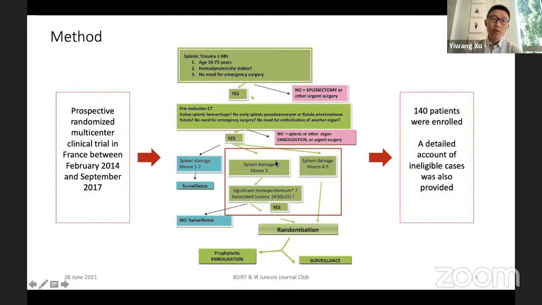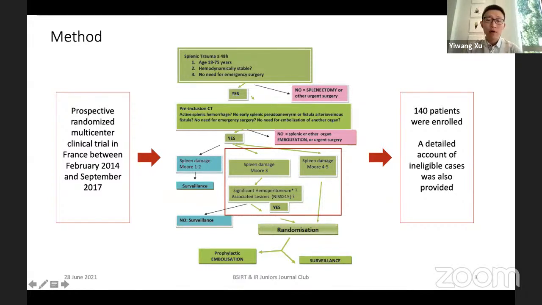It's a prospective randomized multi-center study in France between 2014 and 2017. Patient selection-wise, they're mainly adults, they are hemodynamically stable, and they present within 2 days of the initial injury. In terms of grading, we have grade 3 splenic injury with at least large hemoperitoneum, i.e. grade 3+, and/or associated lesions that produce a new injury severity score of 15. We'll come back to that score a bit later.